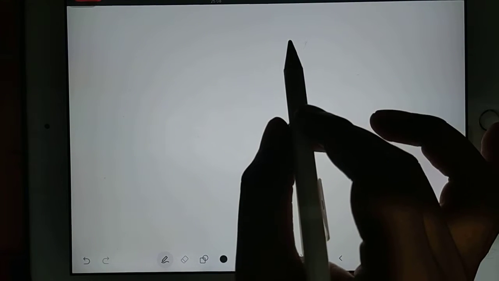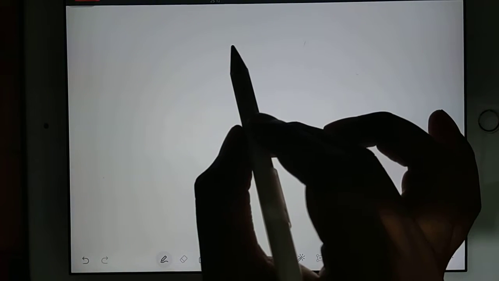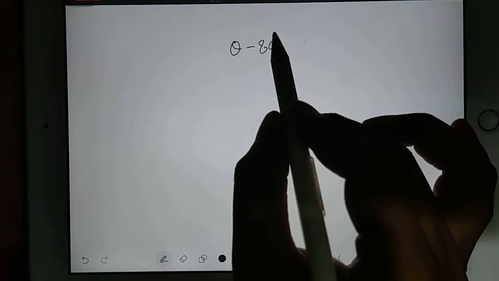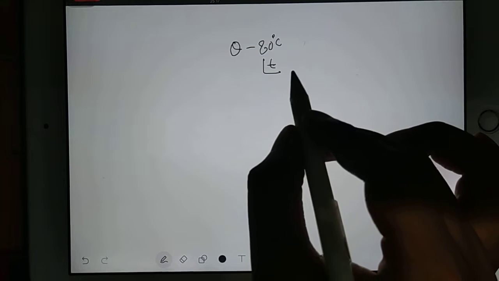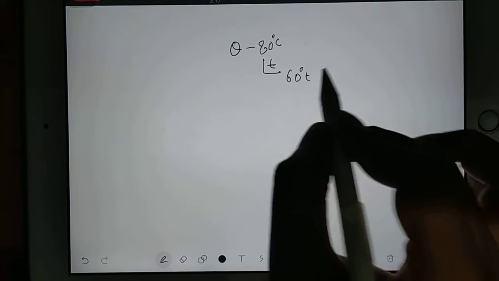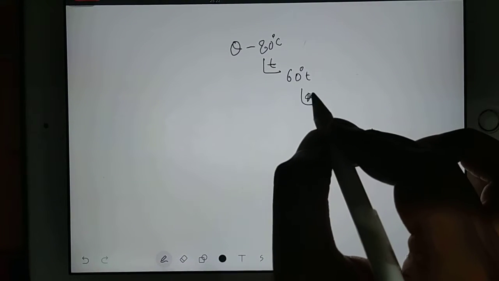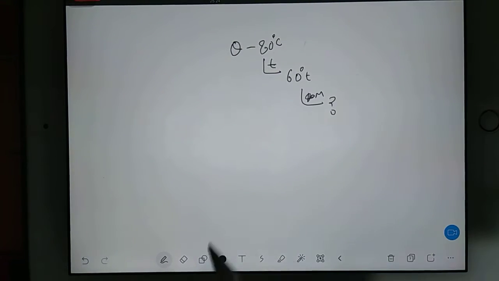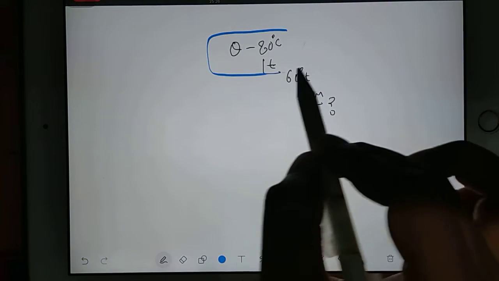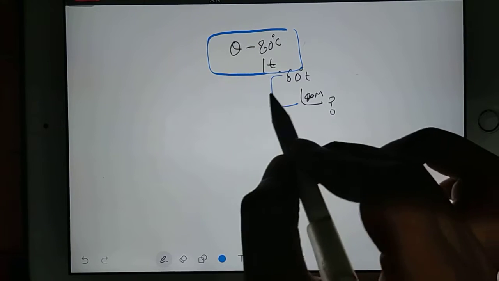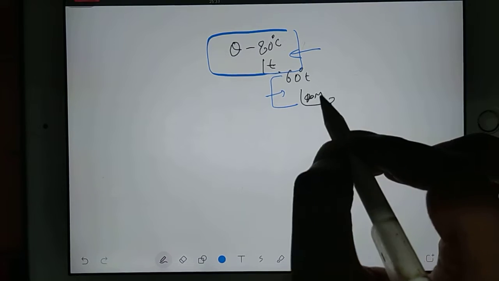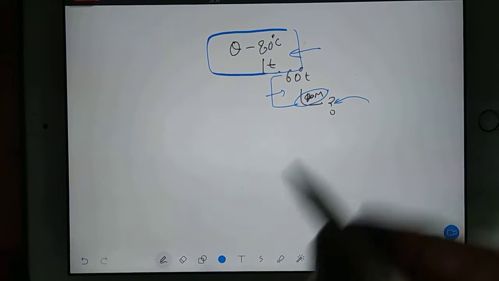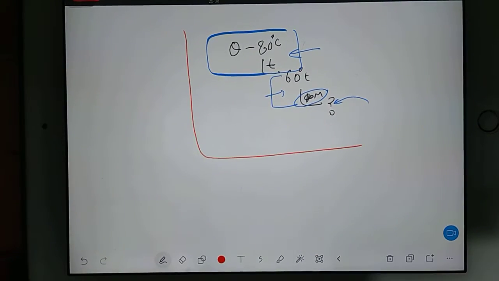For example, in the last question what did we do? They said that the body was at 80 degrees Celsius. Then in a certain time the body cooled down to 60 degrees Celsius. Then they asked in 40 minutes what will be the new temperature. So you see, this was the initial data given and this was one more data given. With the help of these two data, we found our exact answer for the temperature after 40 minutes. Now the same kind of thing happens in physics.